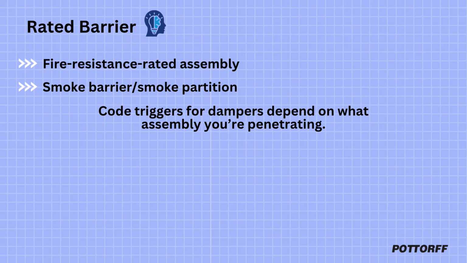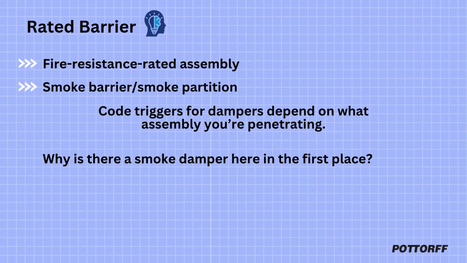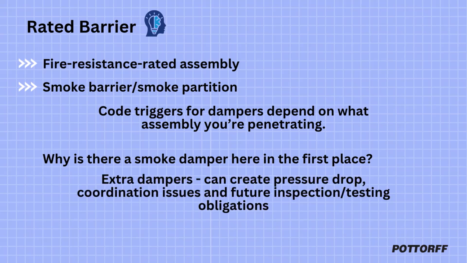The IBC and IMC language ties damper requirements to specific conditions, firewalls, smoke barriers, shafts, and certain air transfer openings, for example. So if there's no applicable protected separation being penetrated, no smoke barrier, no required partition condition, the better question is, why is there a smoke damper here in the first place? Because extra dampers can create pressure drop, coordination issues, and future inspection and testing obligations.